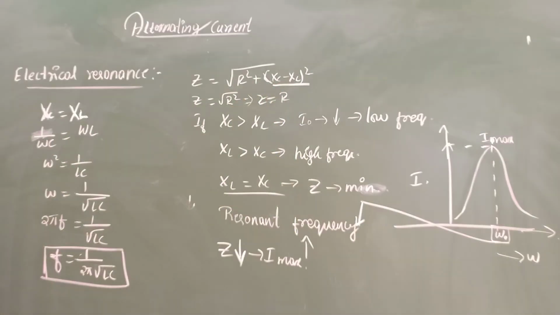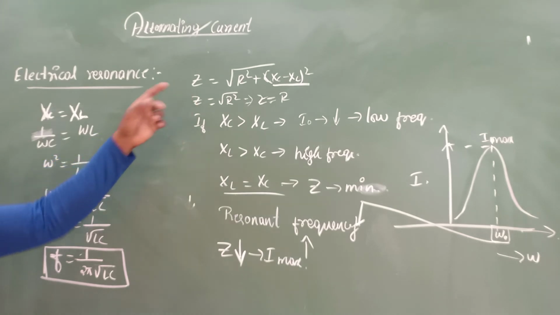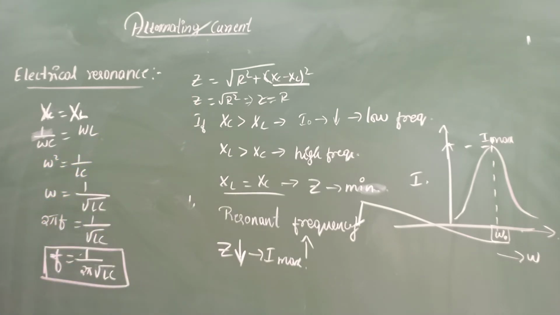Okay, so that means the effective opposition we have taken in impedance. Impedance is nothing but the effective opposition offered by the circuit for alternating current in it. Correct? So at resonance, the opposition offered by the resistor will be equal to the value of impedance. Impedance value is equal to that R. So that will be the condition at resonance.